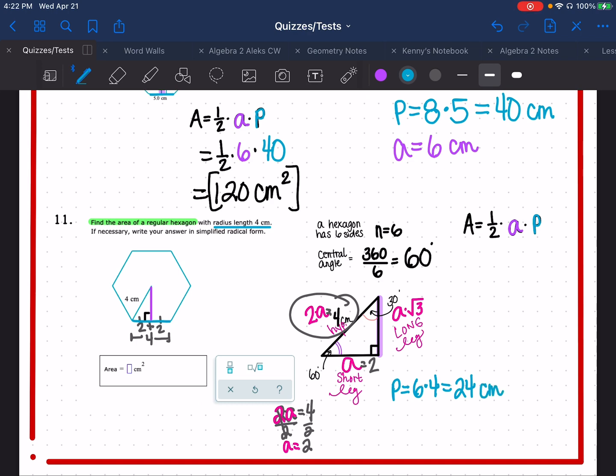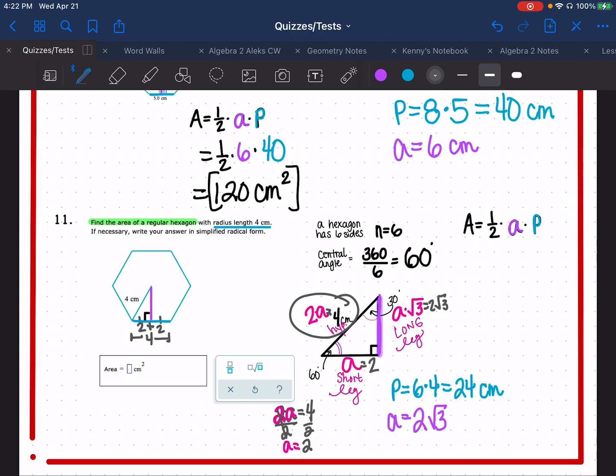The last thing I need to find is my apothem. Now, my apothem is that purple shaded line, this one right here. I'm making it darker. I know that that pink A is 2, so I'm going to say it's 2 times the square root of 3. This would be 2 times the square root of 3. And of course, the bottom would be 2.